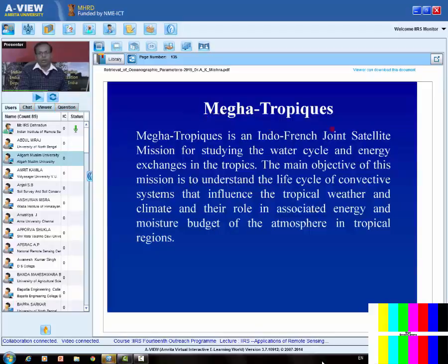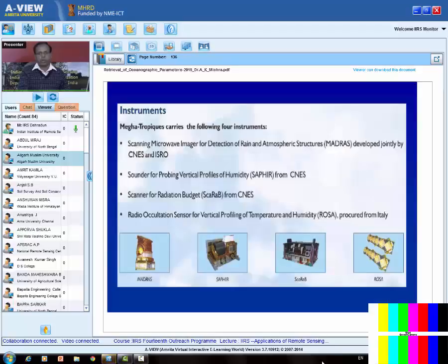Megha-Tropiques is an Indo-French joint satellite mission for studying the water cycle and energy exchange in the tropics. The main objective of this mission is to understand the life cycle of convective systems that influence tropical weather and climate, and their role in the associated energy and moisture budget of the atmosphere in tropical regions. So these are the instruments present: Madras, SAPHIR, and ScaRaB, etc.